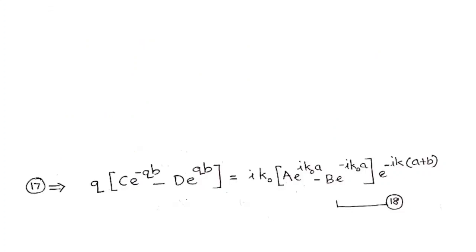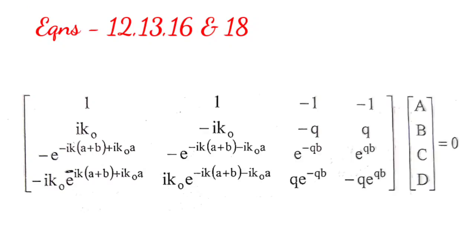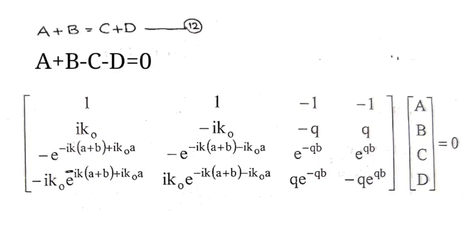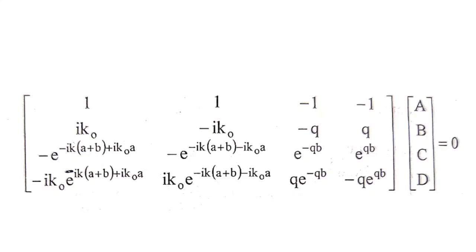From equations 12, 13, 16 and 18 we can make one matrix form. So from equation number 12, a plus b is equal to c plus d, or a plus b minus c minus d is equal to 0. So when you write in the matrix form, the first row is 1, 1, minus 1, minus 1. Similarly from equations 13, 16 and 18 you can write the values with respect to the corresponding equations.